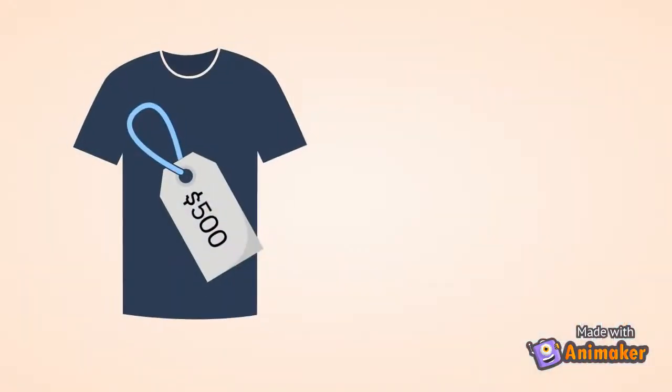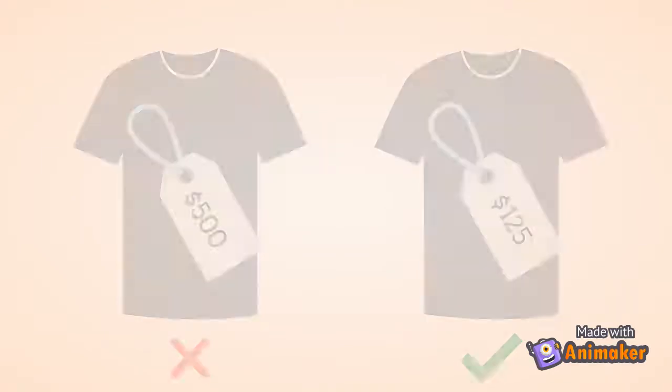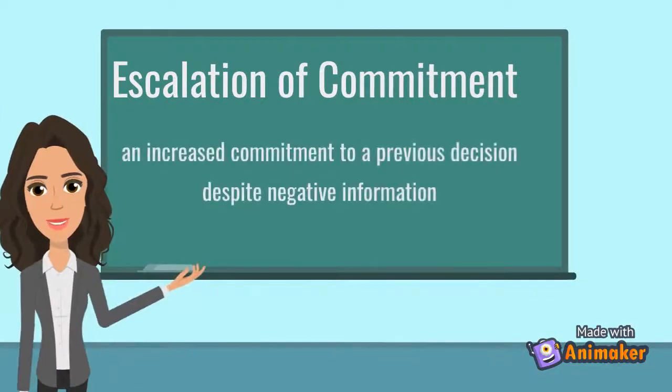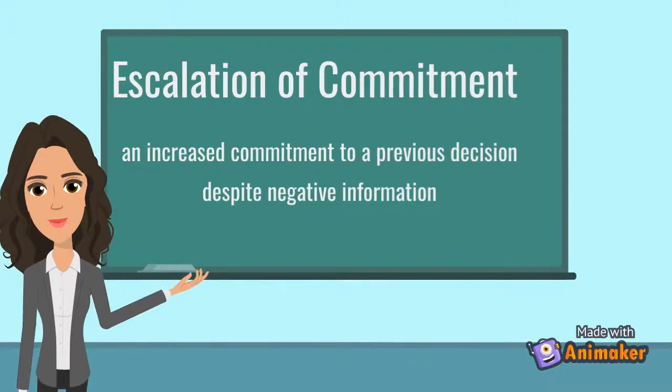For example, you see a t-shirt for $500, then you see a second one that costs $125. You're more likely to see the second one as cheap, although it's not because you are comparing it to the first shirt. Moving on, escalation of commitment is an increased commitment to a previous decision despite negative information.